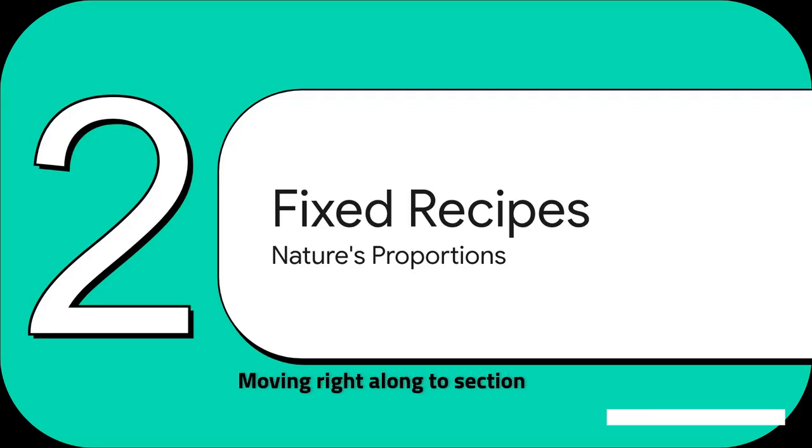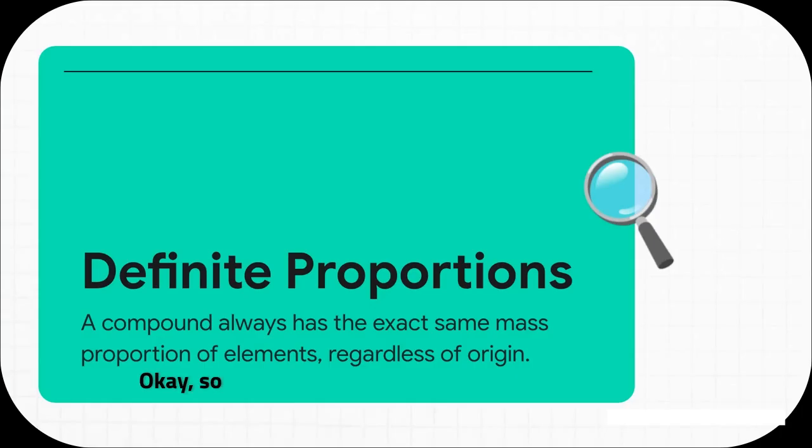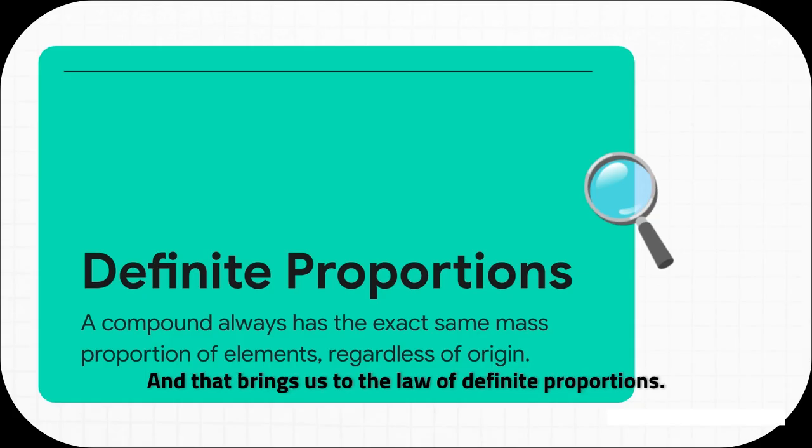Moving right along to Section 2, Nature's Fixed Chemical Recipes. Okay, so the universe keeps its scales balanced. Got it. But nature doesn't just randomly mash stuff together with whatever amounts happen to be lying around. It's actually an incredibly precise chef. And that brings us to the law of definite proportions.